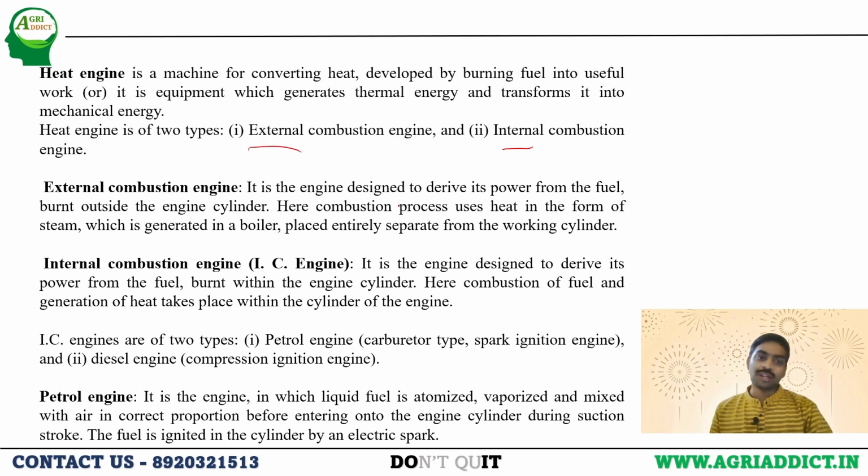Now, first we'll look into what actually the external combustion engine is. Basically, the simple difference is that in the external combustion engine, the fuel will be burnt outside the engine cylinder, whereas in the internal combustion engine, fuel will be burnt within the engine cylinder. It is a major difference between the external combustion engine and the internal combustion engine. As I told, in internal combustion engines, we have two types, petrol engine and diesel engine. Petrol engine is also called carburetor type, and diesel engine is also called compression ignition type. And why we call so, we'll be seeing in the next slides.